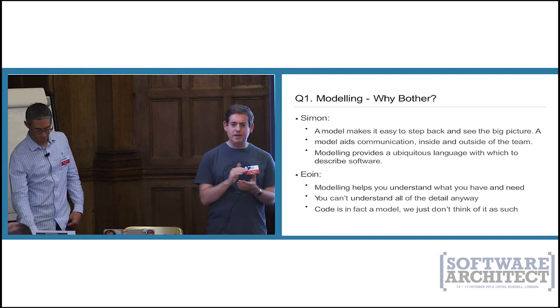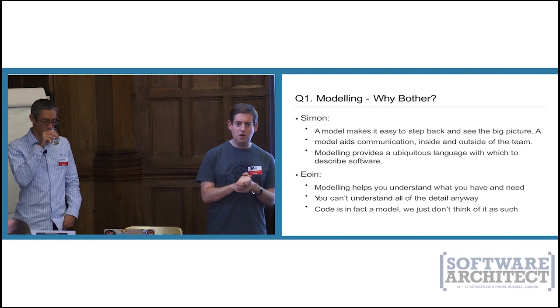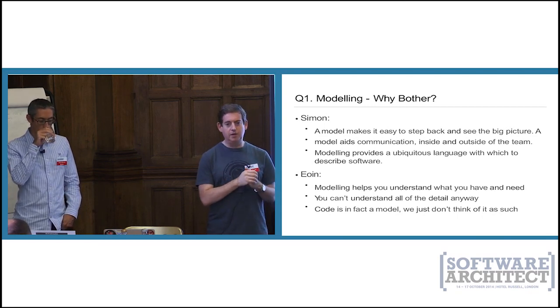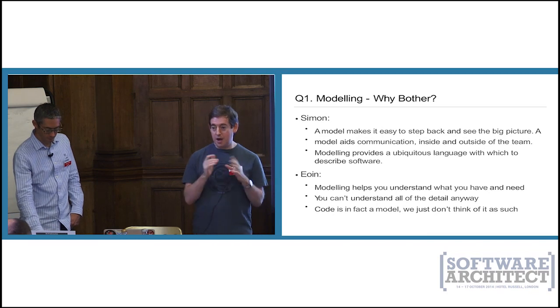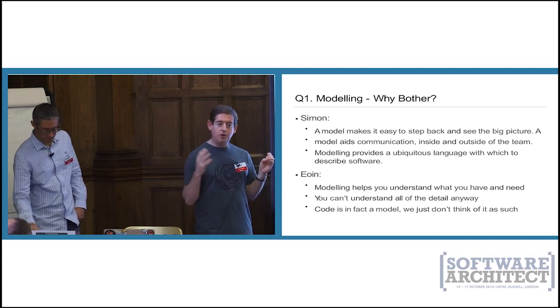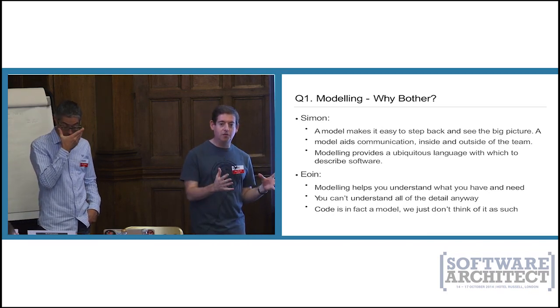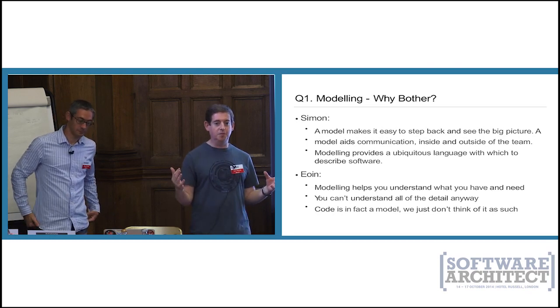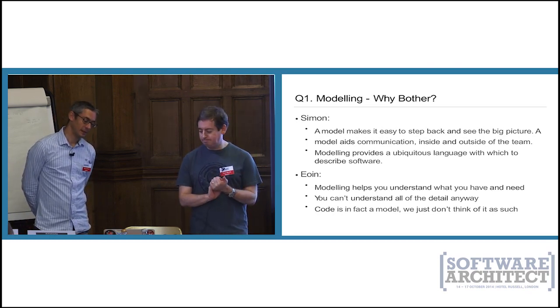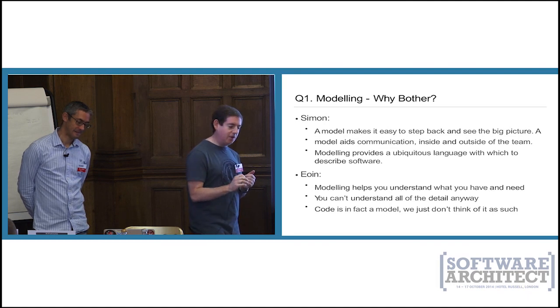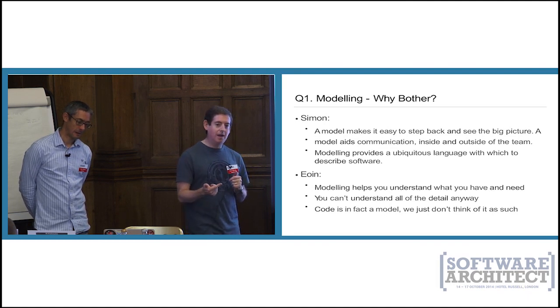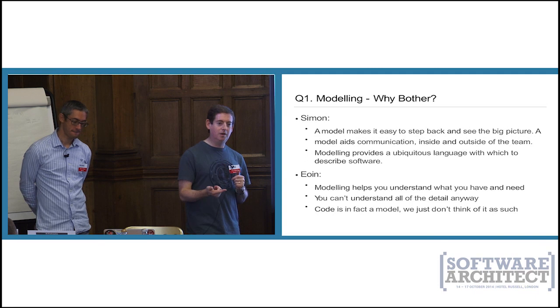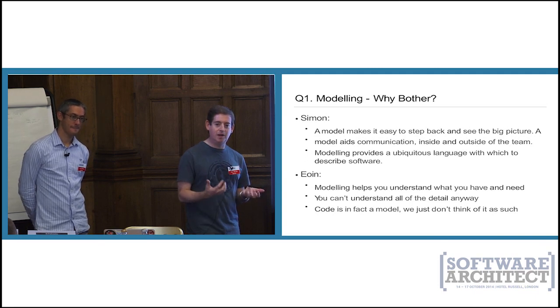There is sometimes an argument, I don't use models, I just look at the code. I would argue you probably don't look at all the code all the time, and you can't hold it all in your head. If you are doing that, with all due respect, you're working on a fairly small system, not the scale of systems that most of us work on today, most of the time. And the thing is, we're all modelling all the time anyway. The code we're writing is a model. I mean, who thinks code is real? That's clearly nonsense.